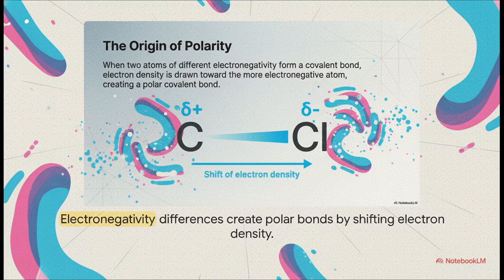This creates what's called a polar covalent bond, leaving the carbon with a little positive charge, we call that delta plus, and the chlorine with a little negative charge, or delta minus. And that imbalance, that's the engine for everything.